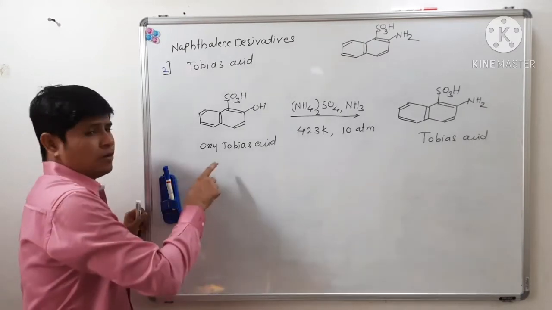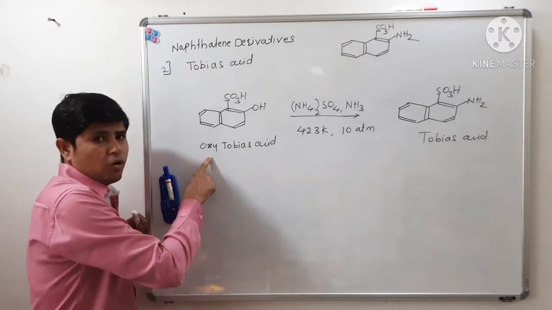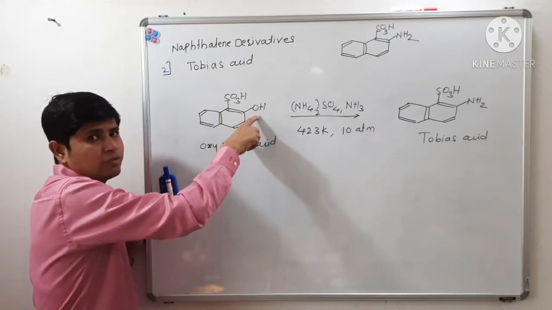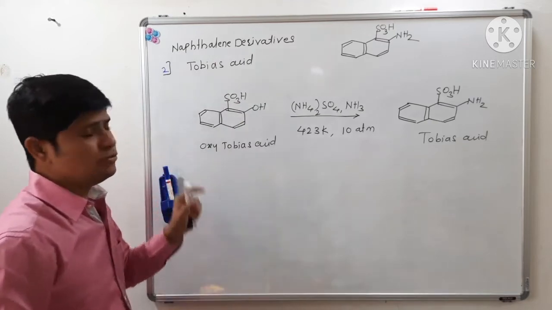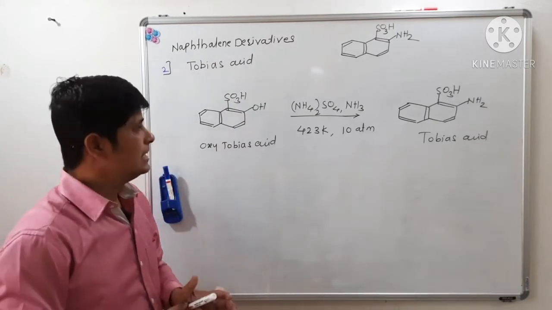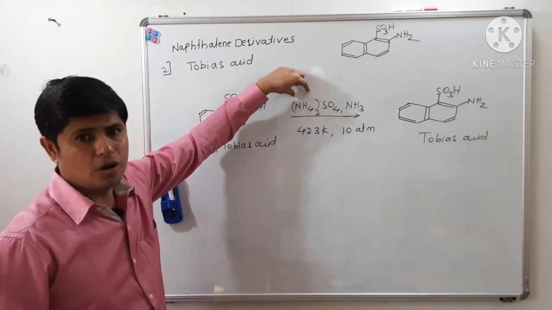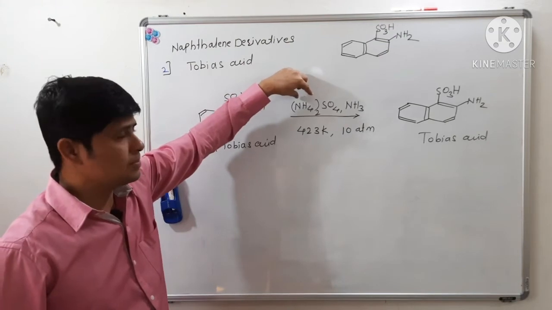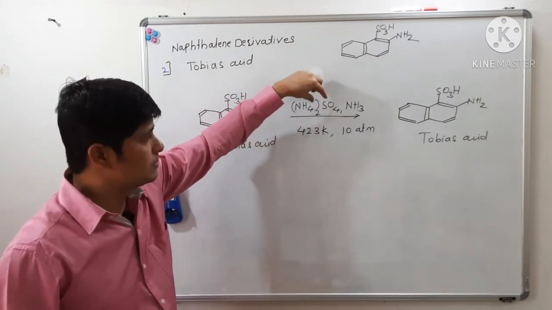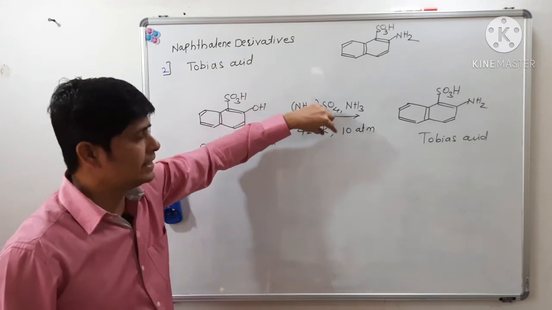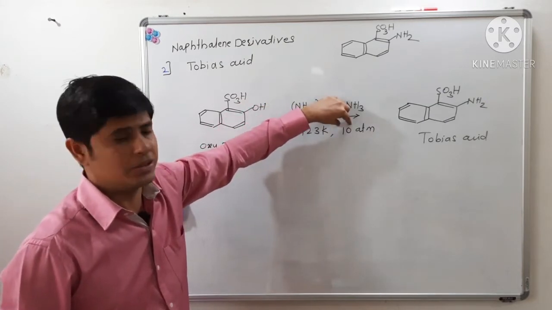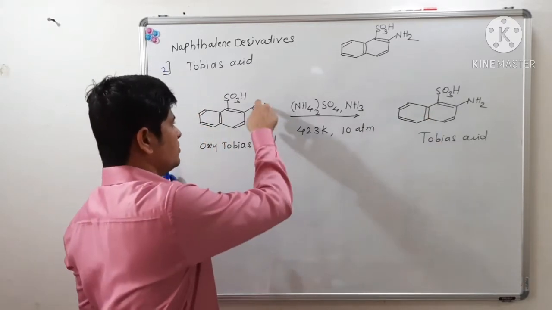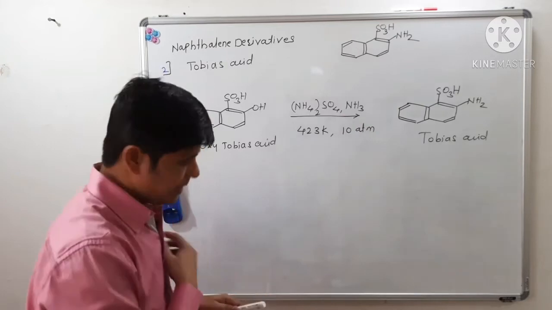Have you understood how Tobias acid can be prepared? For the preparation of Tobias acid, we take oxy-Tobias acid, which is nothing but 2-naphthol 1-sulfonic acid, and react it with ammonia in presence of ammonium sulfate, (NH4)2SO4, at 423 degree Kelvin at about 10 atmospheric pressure. So we get Tobias acid, with the replacement of the hydroxyl group by NH2 group.